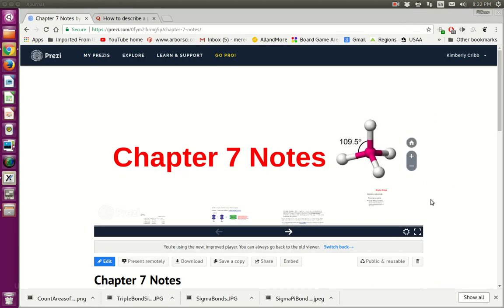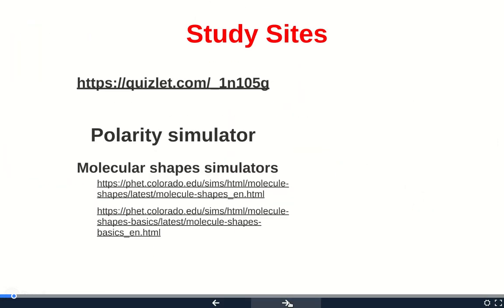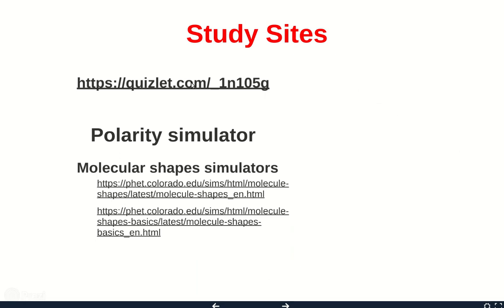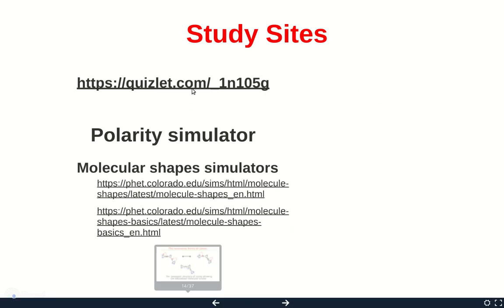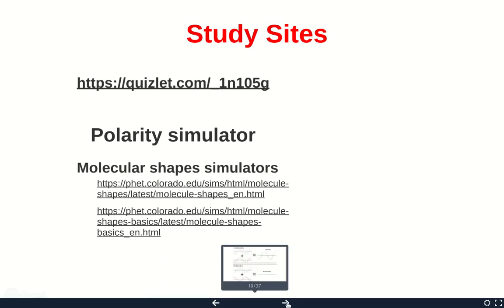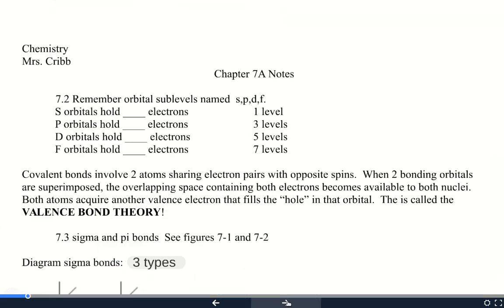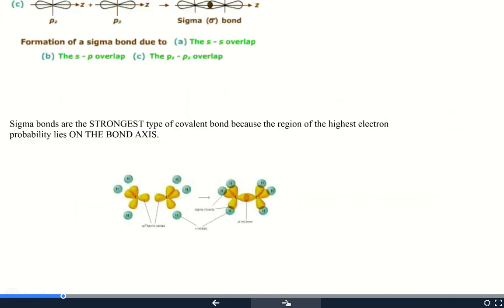So before we head into molecular resonance, I'm pulling up the Prezi for you to look at. Chapter 7 notes, this is just a picture of something called a tetrahedral, which we'll understand in a bit. And there's study sites at the beginning of it, some molecular shape simulators that we're going to use. There's your handy-dandy Quizlet to help you to go through the terms. I probably will assign the Quizlet for some homework assignments and perhaps give you a matching quiz on that information. And then all the different parts that we've already gone through. So we're going to pass through all this.